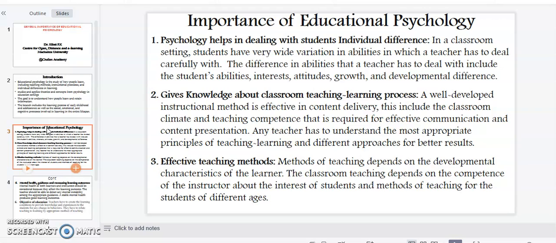Number 3, effective teaching methods. Methods of teaching depend on the developmental characteristics of the learner. The classroom teaching depends on the competence of the instructor about the interests of students and methods of teaching for students of different ages.